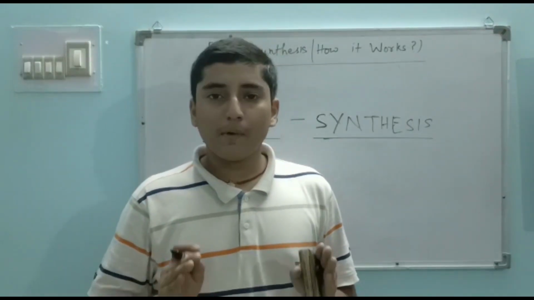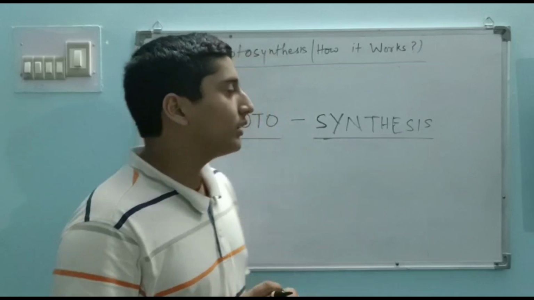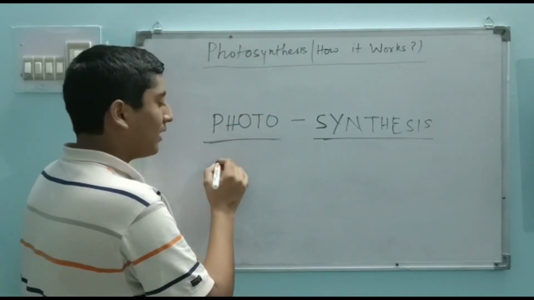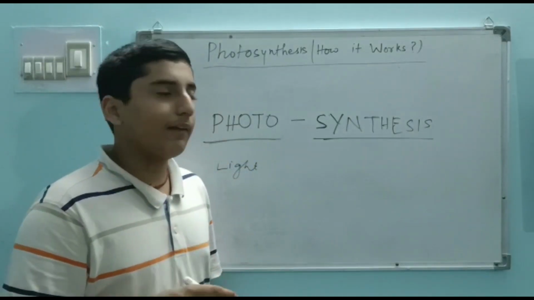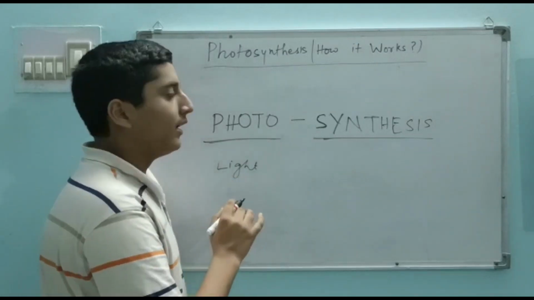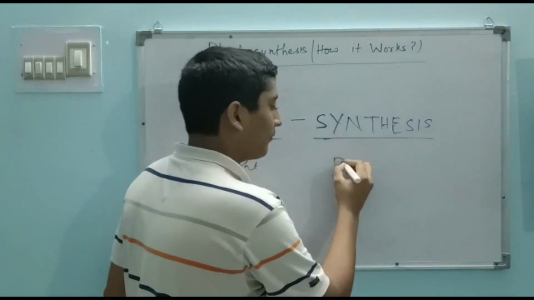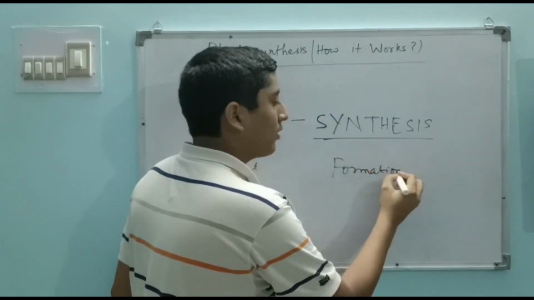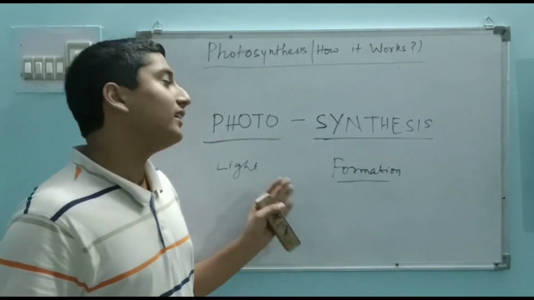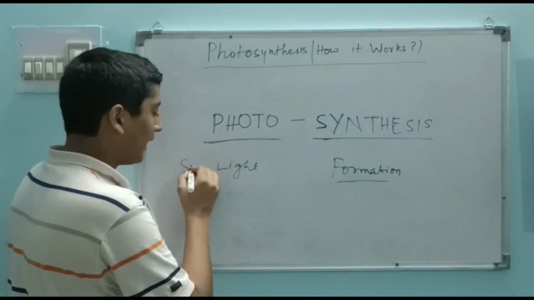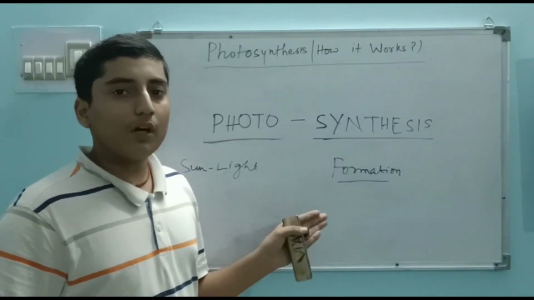So before knowing about photosynthesis, firstly, what does the word photosynthesis mean? Look here, photo means light. This is not the photo that you capture in your cameras or mobile phones. Here photo means light. And what does synthesis mean? Synthesis means formation. Photosynthesis means the process of formation of food by sunlight. The process of formation of food by sunlight is called photosynthesis.